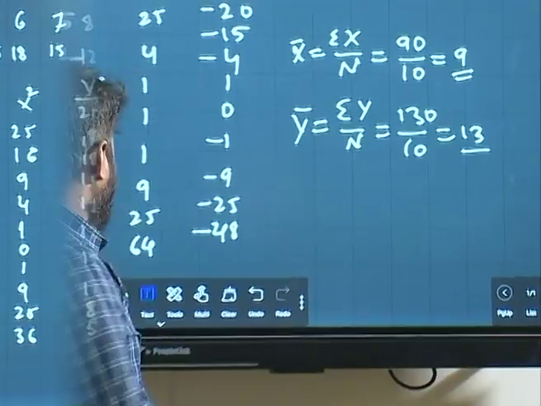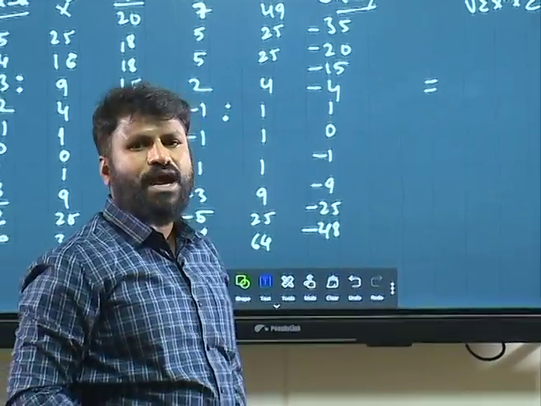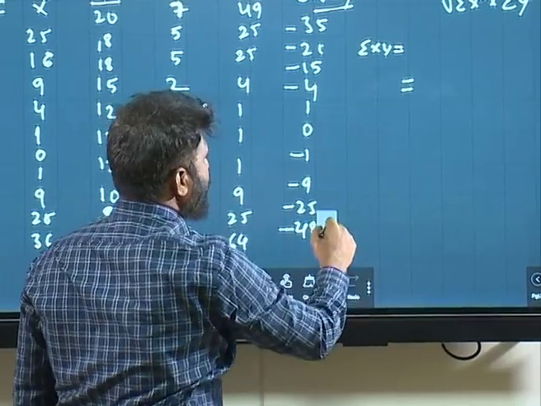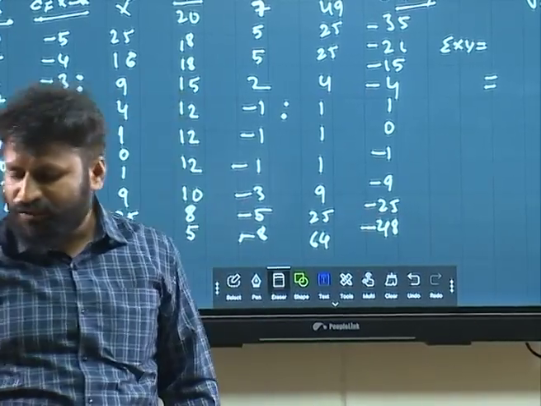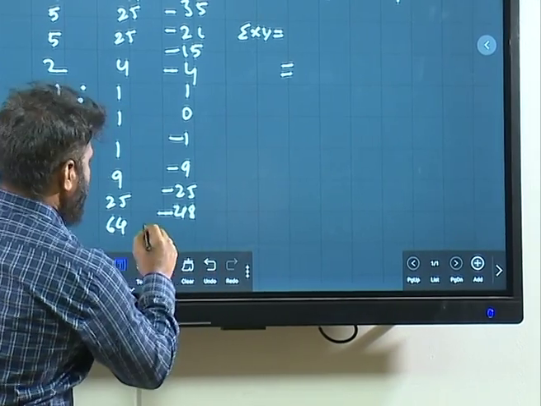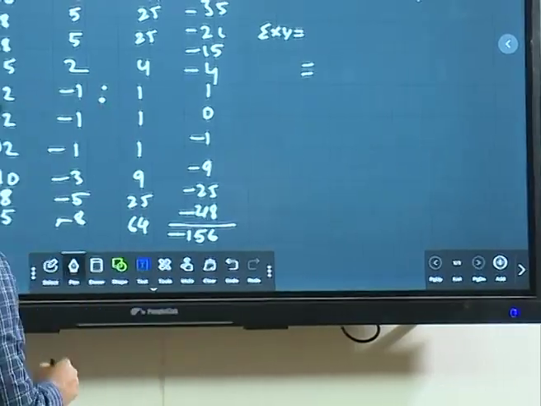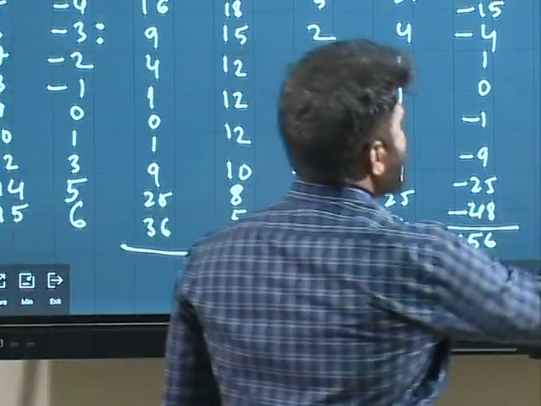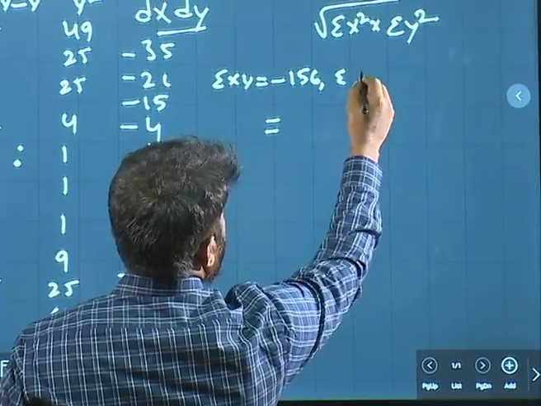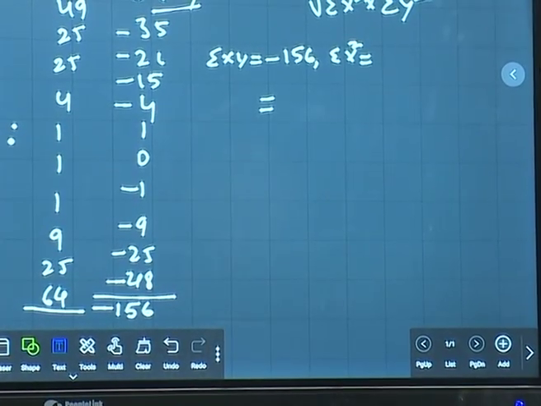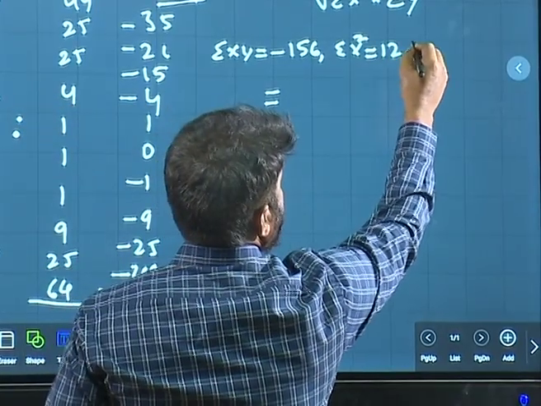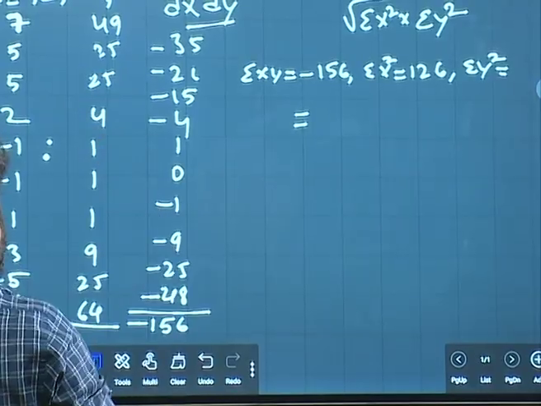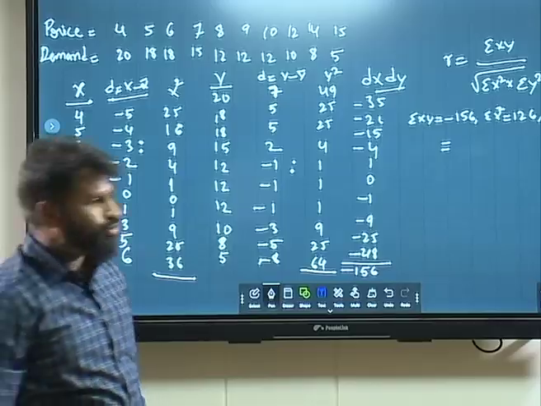Now I am substituting. First, individually, we write the values. Sigma xy is equal to the aggregate of this total, the sum of all those values. That value is minus 156. And sigma x square we have to calculate, sigma y square also we have to calculate. So sigma x square is equal to 126. Sigma y square is equal to the total of that, the total sigma y square, and that value is 204.